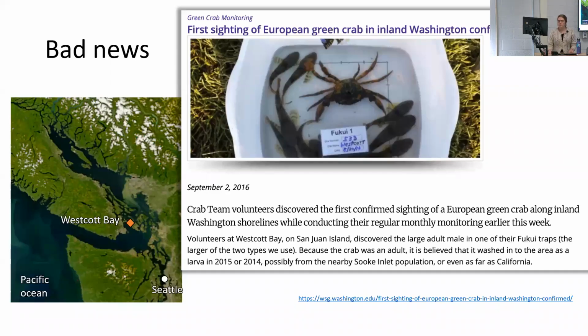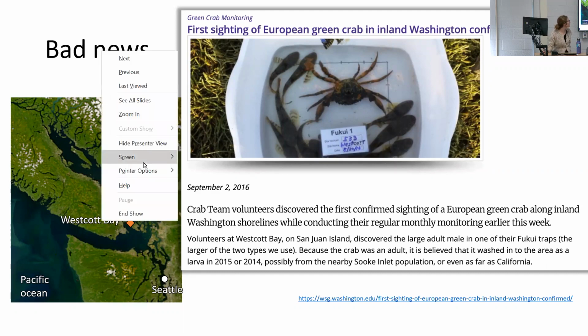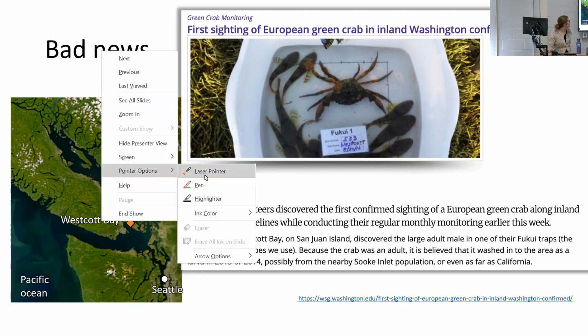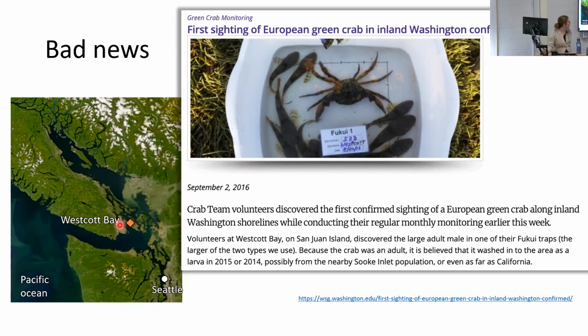And the bad news was that we had the first sighting of European green crab in inland Washington confirmed in 2016 through a citizen science monitoring effort. So that was in Westcott Bay.